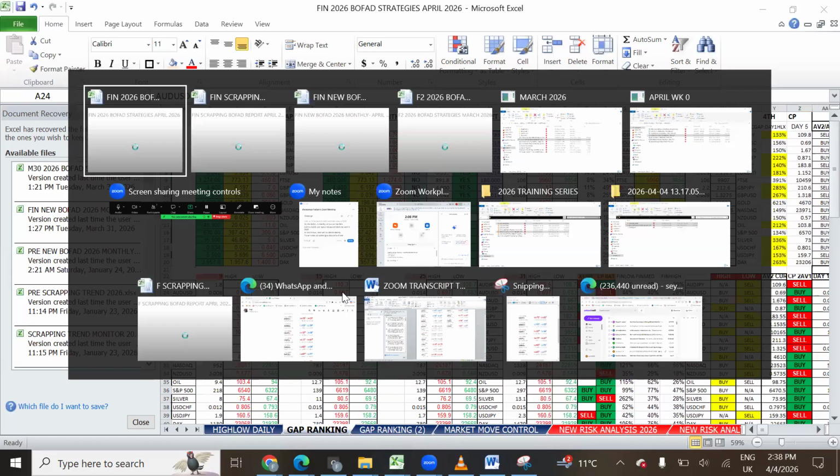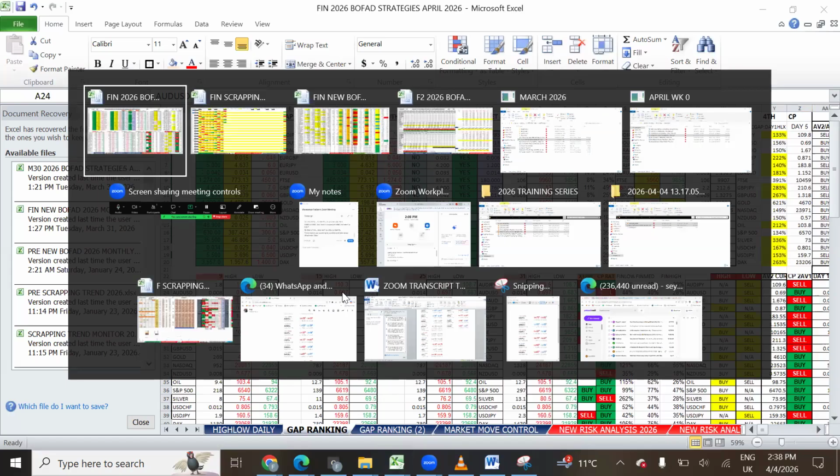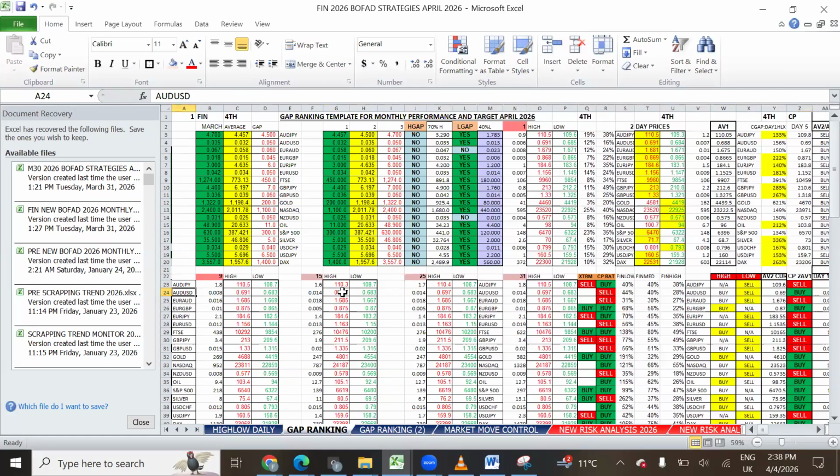Okay. So that is how we are able to identify our move in this market, and it also helps us to take our decision correctly.